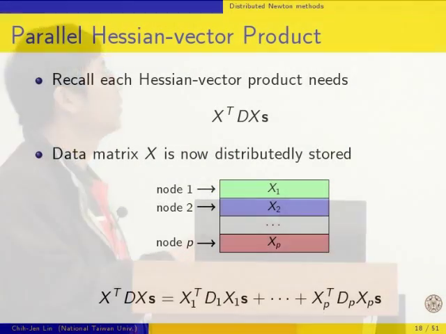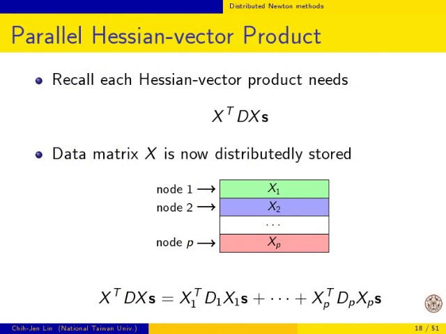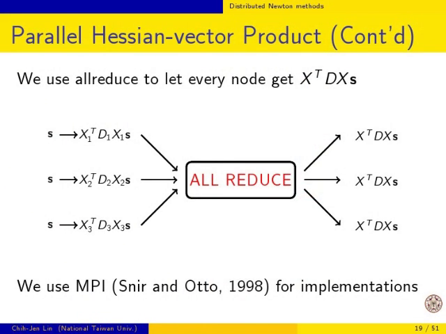Okay. So now let's check how we do this parallel matrix vector product. The whole data matrix is now stored in a distributed way. So we have X1, this segment of data, in node 1, and assume we have P machines. If you want to multiply X transpose D X times S, it's actually the same as a summation: use the first segment to compute X1 transpose D1 times X1 times S, plus the rest up to the last segment. Now we want to parallelize this summation, so each machine will be responsible for one part. So we use an all-reduce procedure.